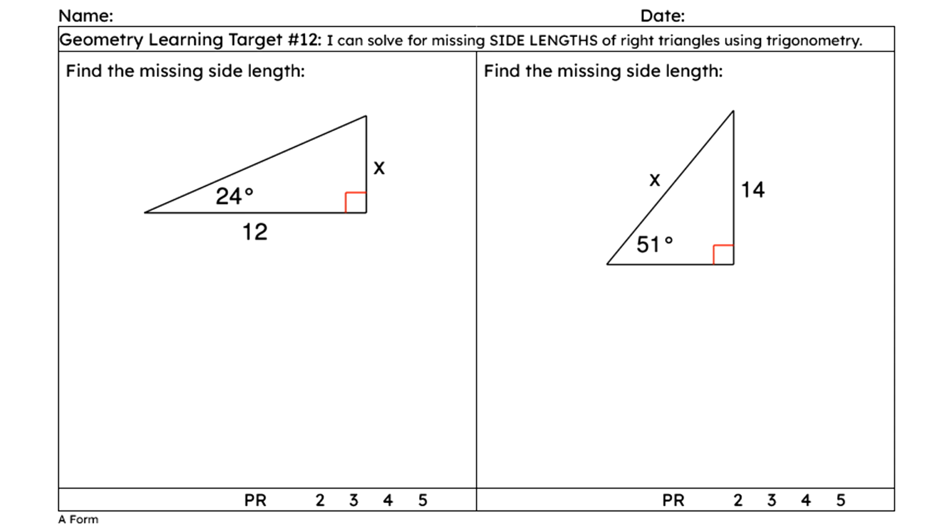This is Gail Kovac for Gresham Barlow School District, Summer School, High School Credit Recovery, Geometry, and Learning Target number 12. I can solve for missing side lengths of right triangles using trigonometry.